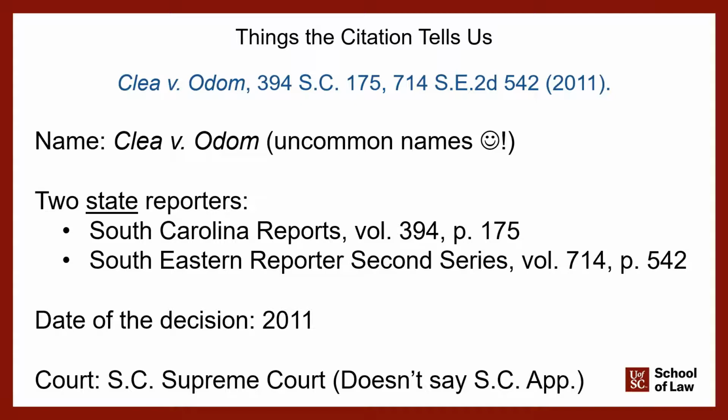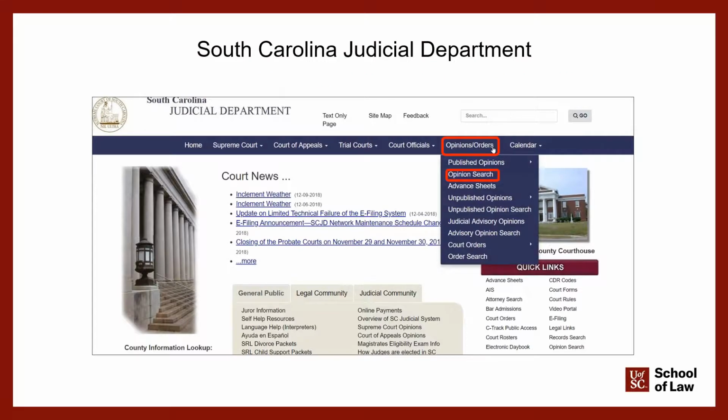If we really look carefully, we can tell that this is a South Carolina Supreme Court case because it doesn't say South Carolina appellate in the parenthetical. We also know that it's a case about landlords and tenants and dog bites. So we'll put that in the back of our mind too. Let's try going to the South Carolina courts page. And here's what that looks like. They have a tab for opinions and orders. If you click that, you then have an option for an opinion search, which looks like exactly what we want.